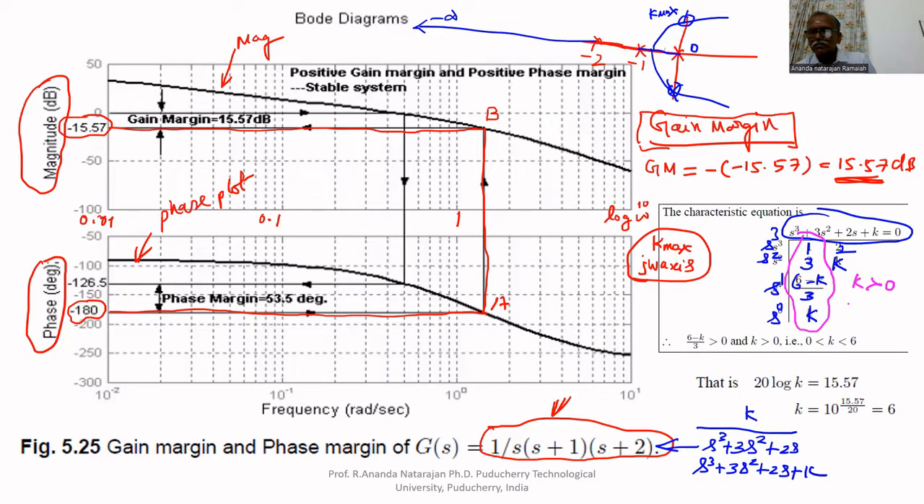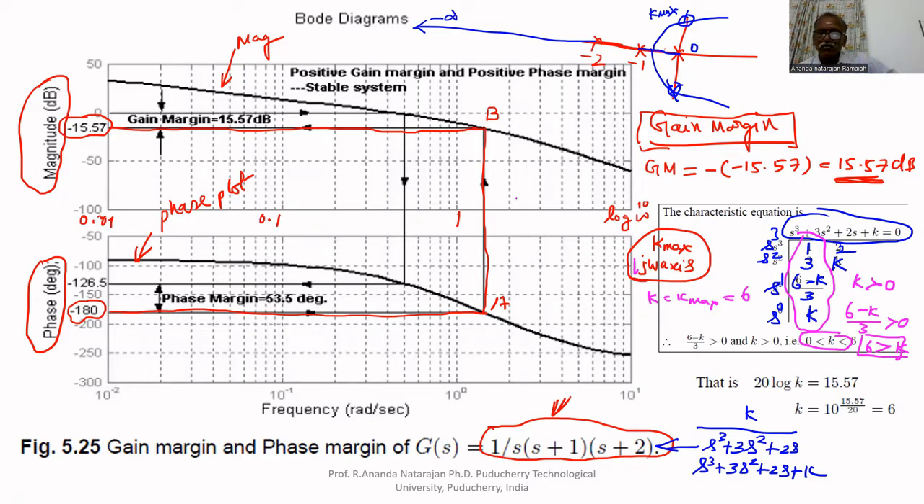The second condition is (6 minus k) by 3 should be greater than 0. That is, k should be less than 6. Therefore, when k is between 0 and 6, the system will be stable. When k equals 6, that is Kmax, the poles will be exactly on the j omega axis. The system will be on the verge of instability, that we know.